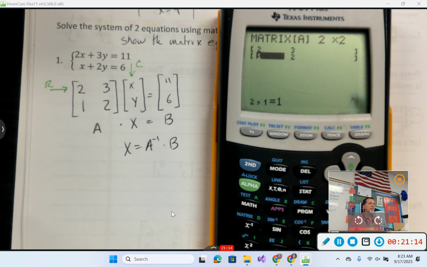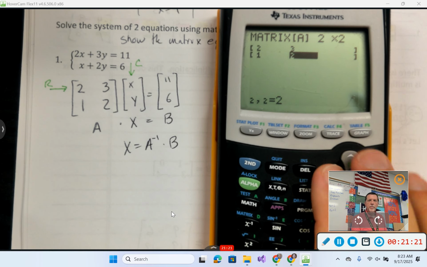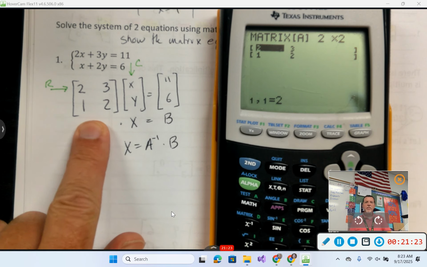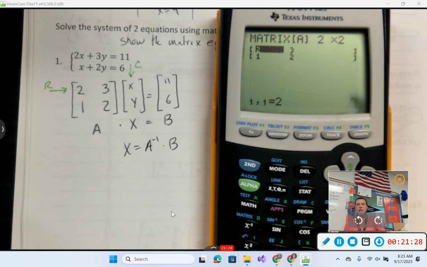Question, Kinley? Brooklyn, did you have a question? Bottom left. Oh, 1. All right, so I'm putting in matrix A into the calculator.